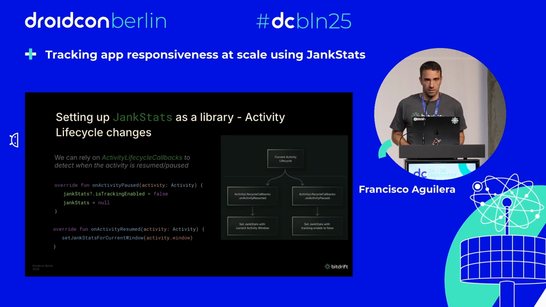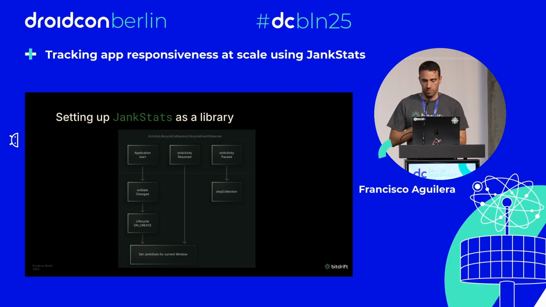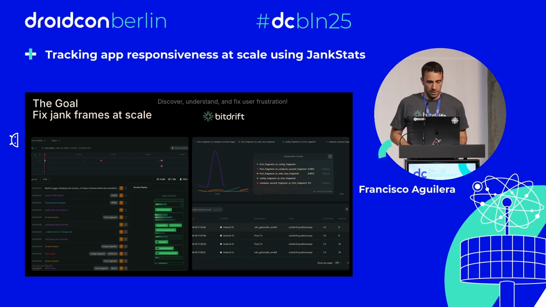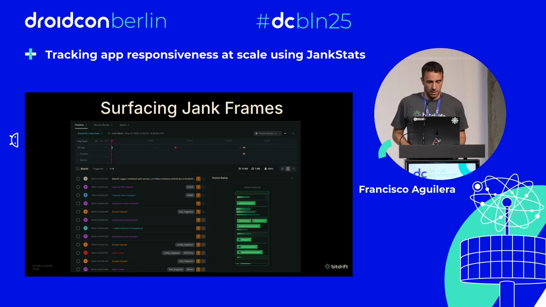Here's again the current lifecycle, combined with both application start and activity resume and pause. And our goal, again, is to fix this in production. We want to make sure our users are happy and not experiencing bad performance. In that case, we want to have something like this. We want to be able to detect ANR frames. We want to know what the user was doing in that session and surface those jank frames. This is an example of a timeline session that we can report. And you can see on the right there is a wireframe UI and the events flowing through.